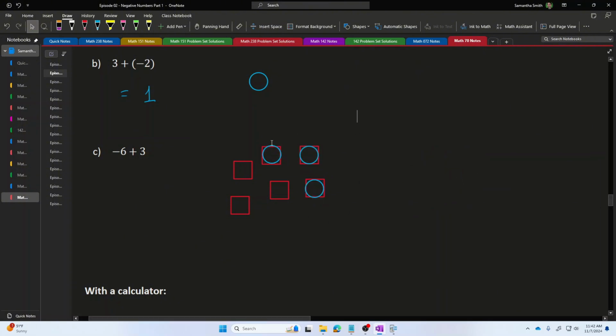then the 3 blue circles and 3 of the red squares cancel each other out. So I'm left with just 3 red squares, and that represents a value of negative 3 units. So negative 3 would be the result of this addition. And this makes sense, right? Because if I start out 6 units in debt, and then I add 3 units of money to that, then I can pay off some of my debt, but not all of it, right? I'm still going to have a little bit of debt left, represented by this negative 3 here.